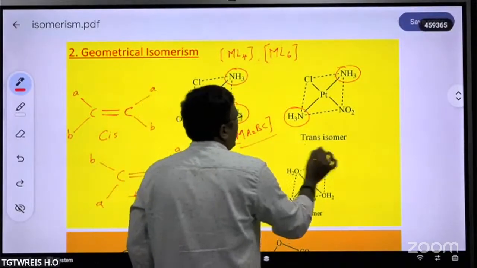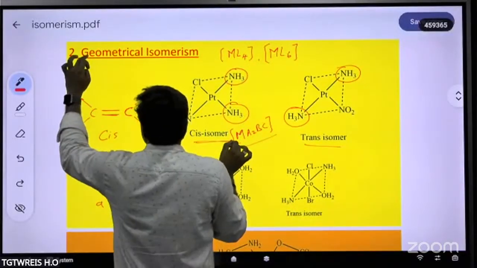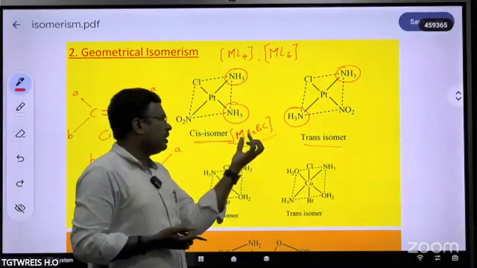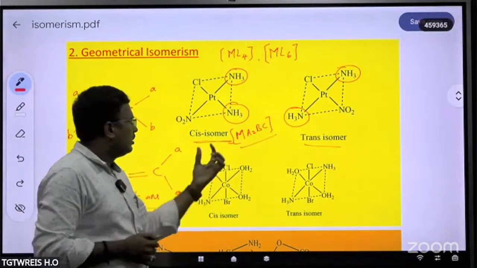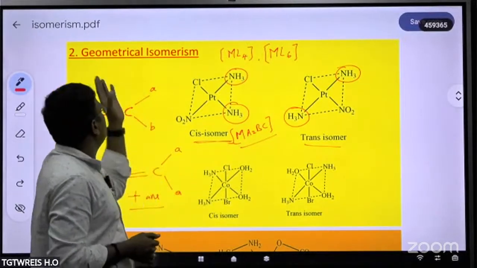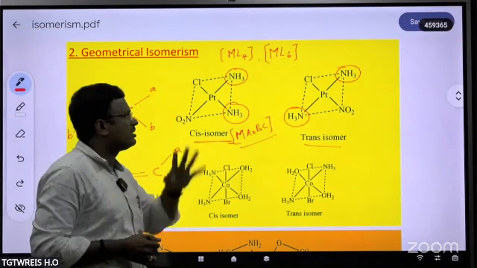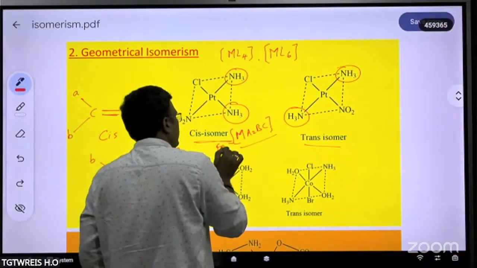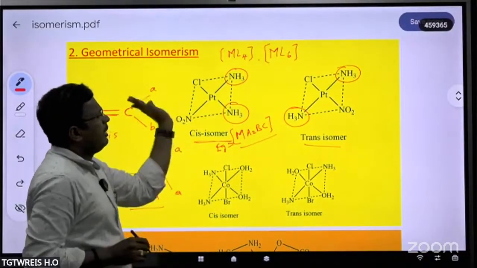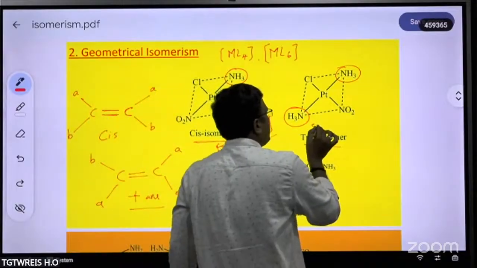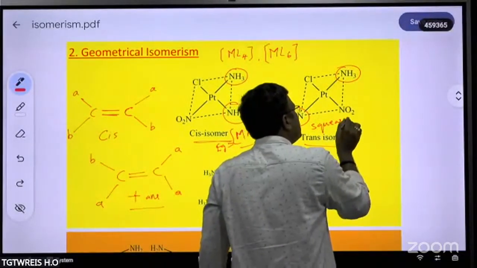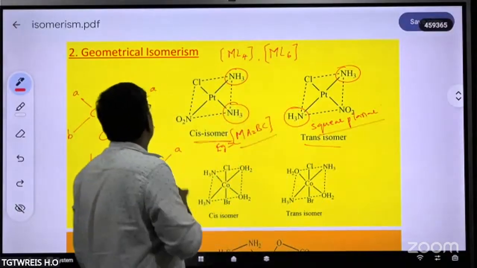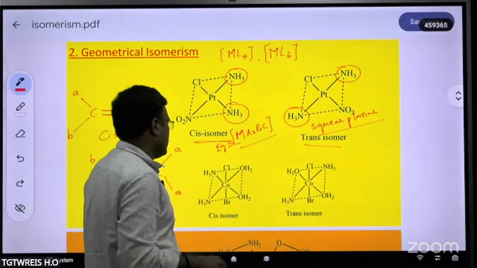So this is the trans and cis isomers. These are geometrical isomers. What is the form of this compound? MA2BC form. This is called geometrical isomers or cis-trans isomers. Very, very important, this type of compound. Expected question. These are square planar complexes. Square planar complexes show this geometrical isomerism or cis-trans isomerism.